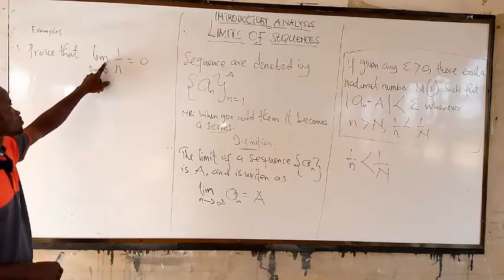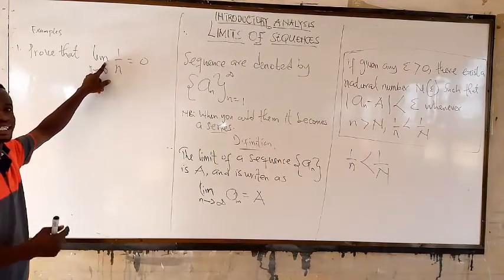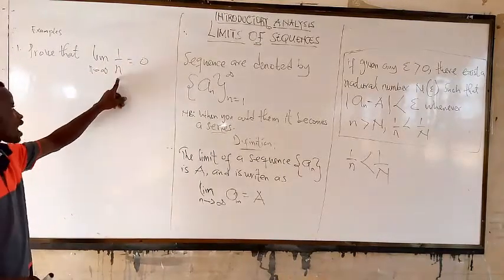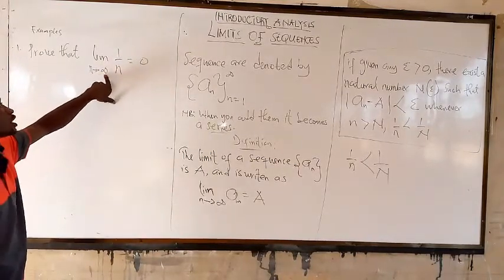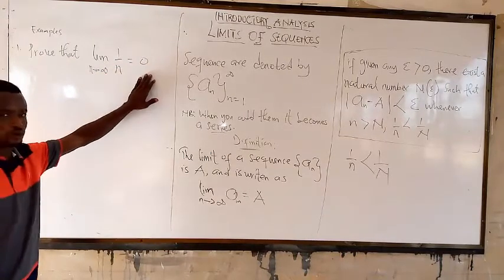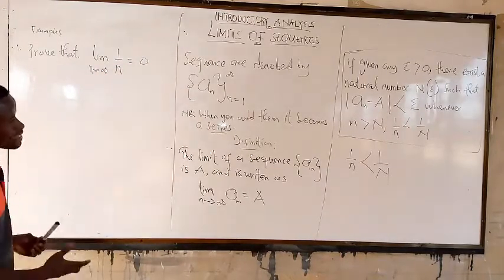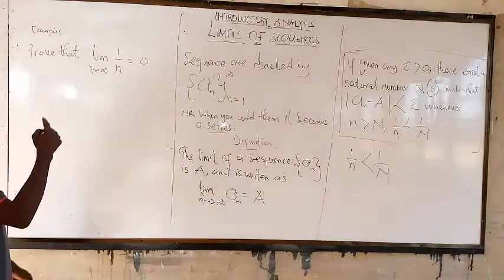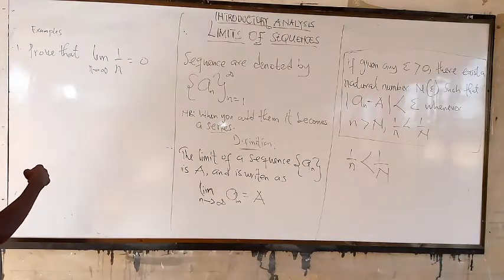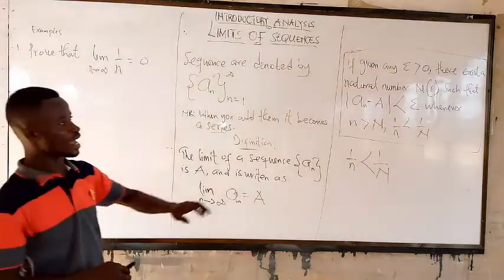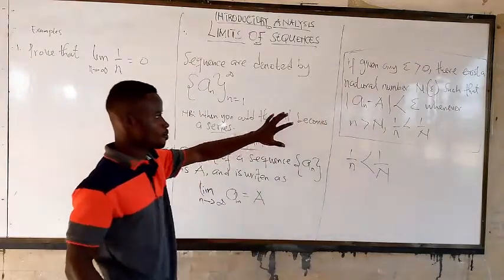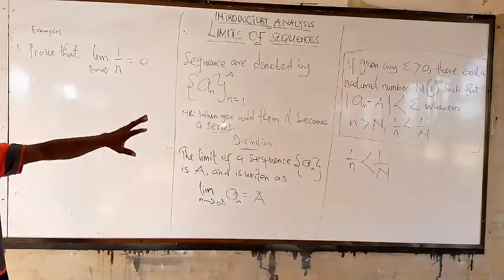The limit of the function 1 over n as n approaches infinity is equal to 0. You have to state it before you start solving. So I have it here already, and I will state everything here.